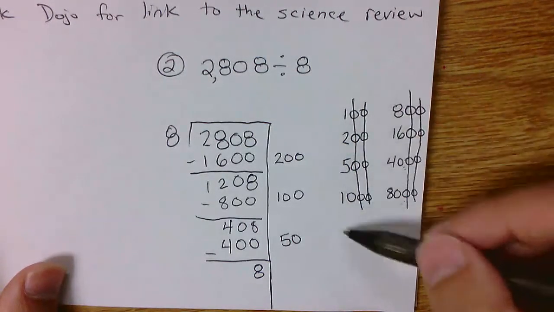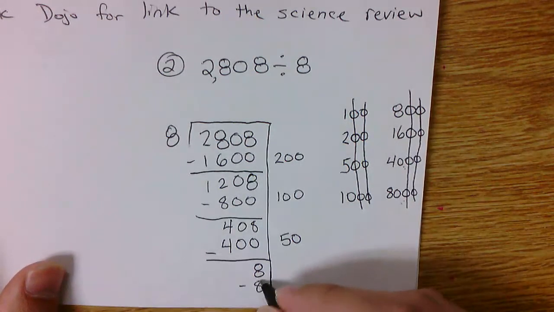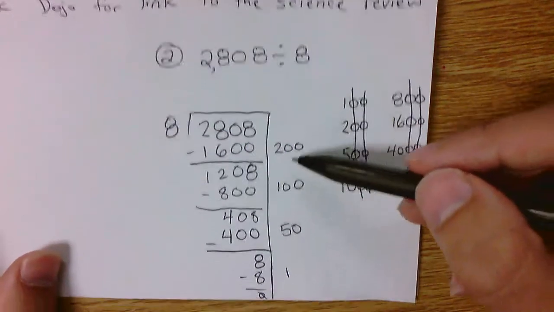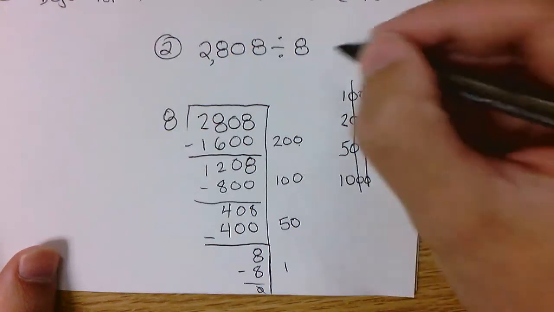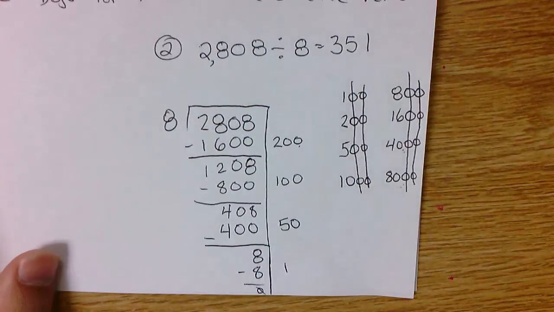So now I'm back to 1, 2, 5, 10, 8, 16, 40, 80. Could take out that 8. That's with one group of 8. I'm left with 0, so no remainder. So my answer is just over here on the side. I need to add it up. 200 plus 100 is 300, then 51. So 351 would be that quotient.